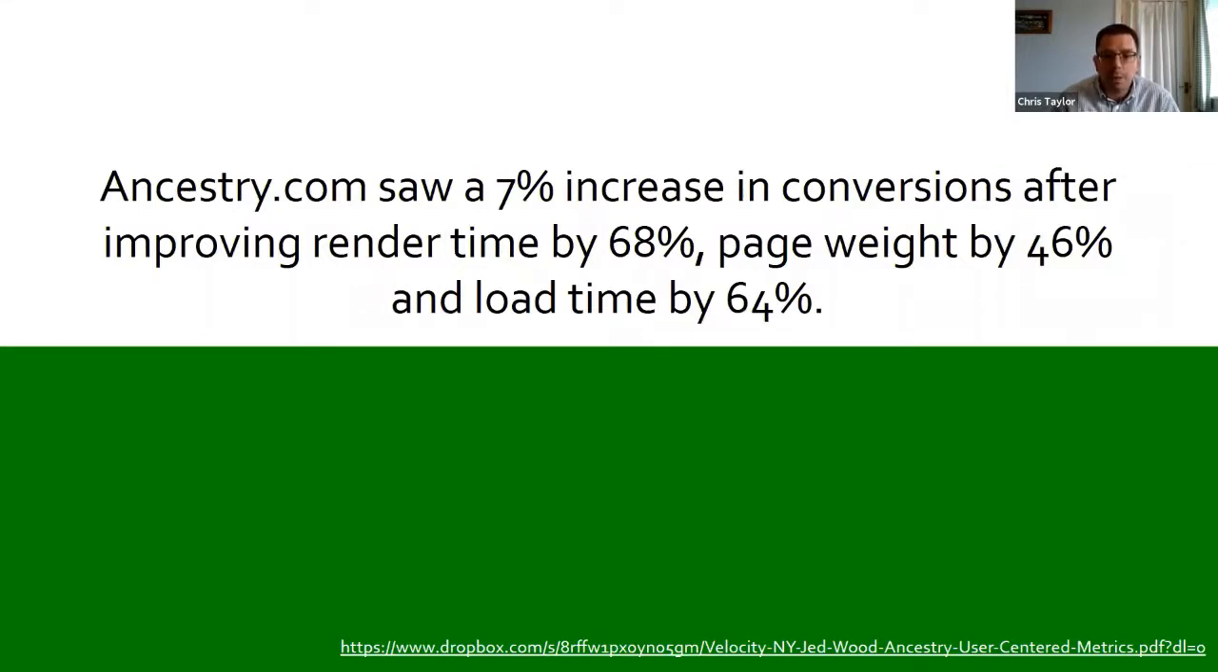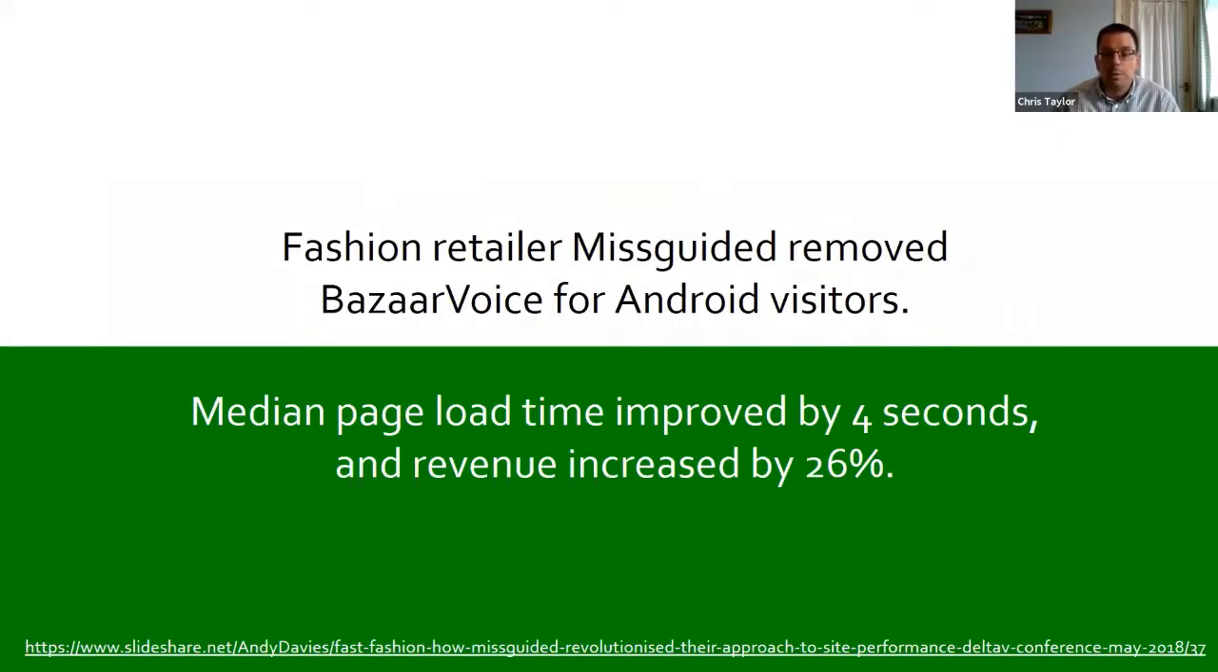Ancestry.com, 7% increase in conversions after improving render time and reducing page weight. So reduce render time, reduce page weight, increase conversions. Misguided removed a third party, a bizarre voice, and improved page load time by 4 seconds. Unbelievable. Revenue increased by 26%. So be careful of those third parties that you add onto your pages.